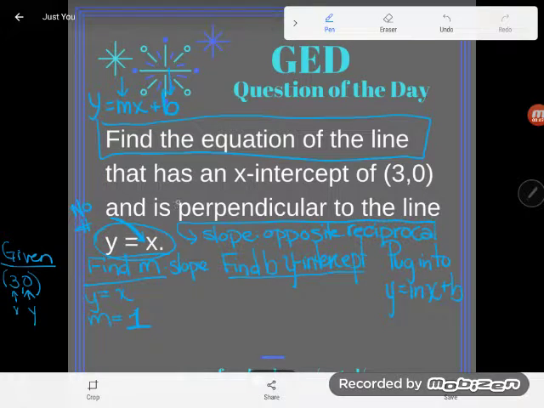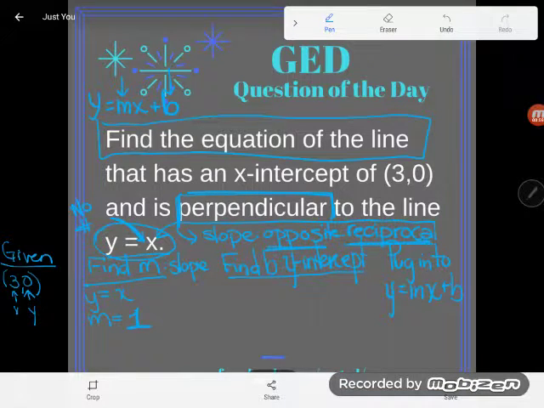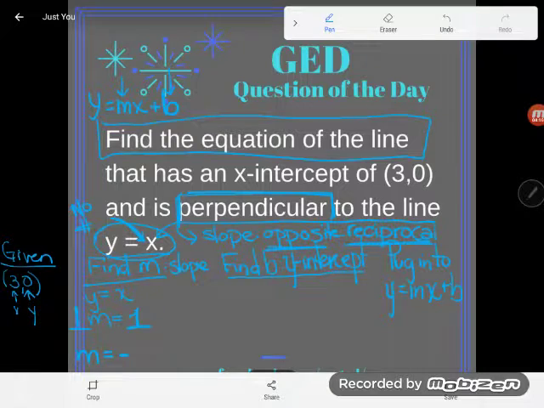But remember, my line is perpendicular to that line. My line is perpendicular, meaning that I'll need the opposite reciprocal. I'll need to change the sign on the slope. So I'm going to write that that was the perpendicular slope. Now for my slope, I'm going to need to change the sign, like I said, and I'm going to need to flip the fraction. Now you might be saying to me, Kate, 1 is not a fraction. How can I flip it?